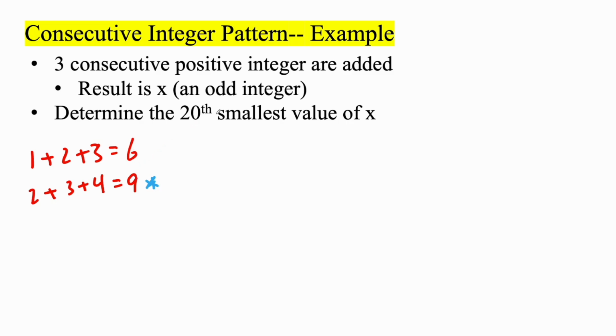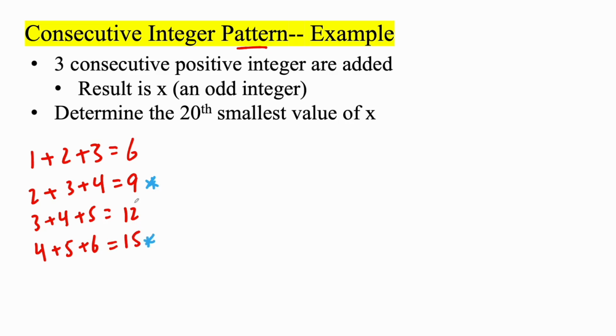We want to find the 20th smallest value of x. So this is the smallest value. We want to find the 20th smallest value. Obviously, we're not going to do all 20. That's why this is called consecutive integer pattern. So the next one will be 3 plus 4 plus 5. 4 plus 5 is 9, 9 plus 3 is 12, so even, not good. Then we'll do 4 plus 5 plus 6. 4 plus 6 is 10, 10 plus 5 is 15, another odd.